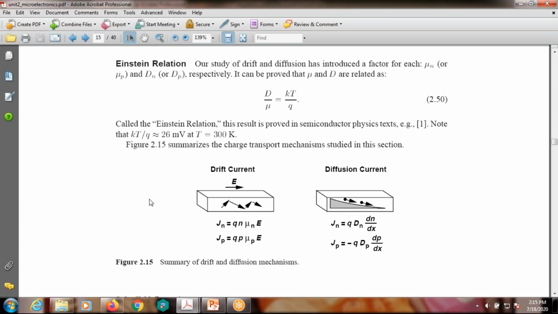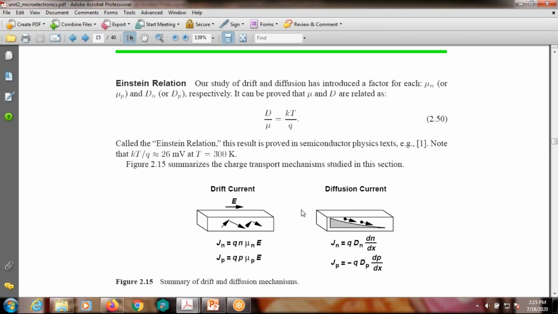Suppose the current due to electrons, that is due to drift and diffusion, is the sum of these two: q into n into mu n into E plus q into Dn into dn by dx. For holes, the total current due to drift current as well as diffusion current is q into p into mu p into E minus q into Dp into dp by dx. This is about diffusion current as well as drift current.